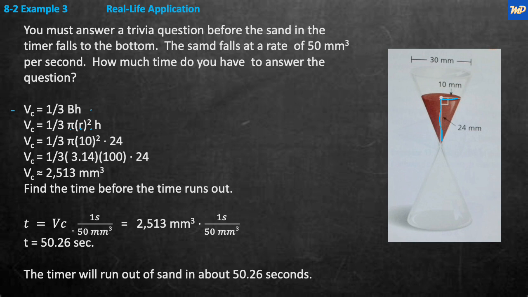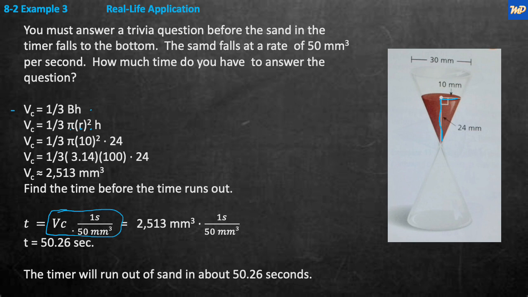So find the time before the timer runs out. Well, how do you do that? You know how many millimeters cubed are in there, and you know that every second, 50 millimeters cubed falls through it. So here's your conversion factor. We've done those just recently. The conversion factor is right here: 1 second per 50 millimeters cubed. So we're going to take 2,513 millimeters cubed, and we want to convert to seconds.